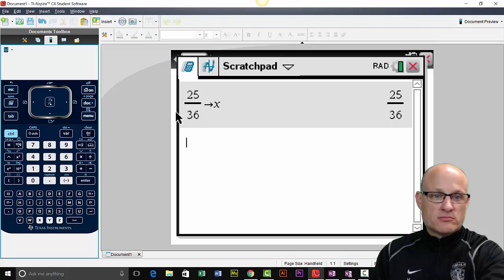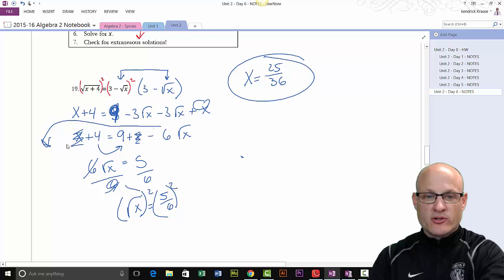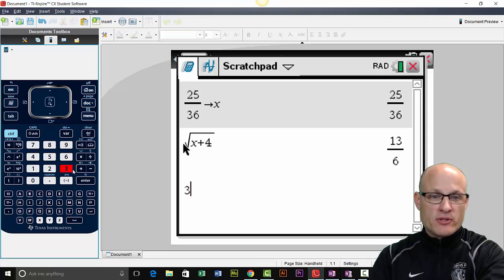So somewhere, the square root. I don't know why it doesn't like that. So the square root of x plus 4. Probably a crazy answer, 13 over 6. And then I'm going to do 3 minus the square root of x. 3 minus the square root of x. And hopefully I get the same answer.